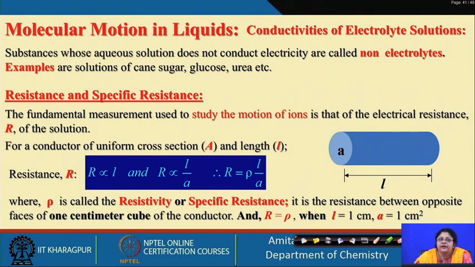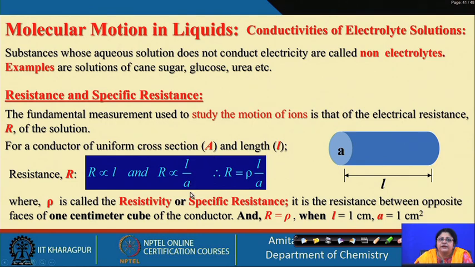So, the rho is the resistivity or specific resistance, it is the resistance between opposite sides of a cube, 1 centimeter cube of the conductor, and R can be equal to the resistivity when L is equal to 1 centimeter and the area is equal to 1 centimeter square. This is the same A which we are looking at here.